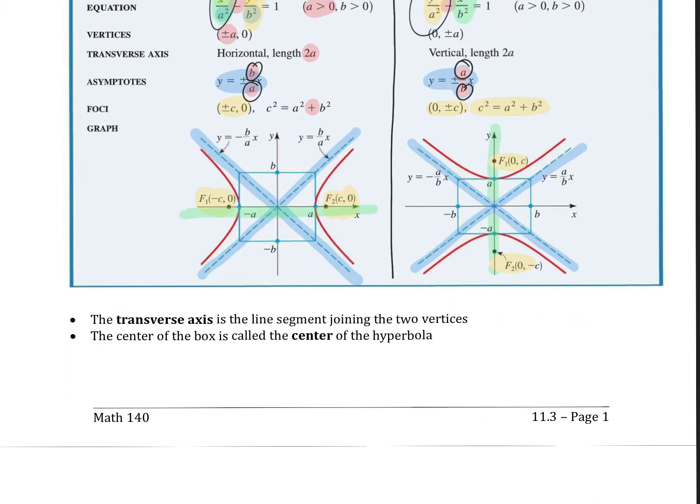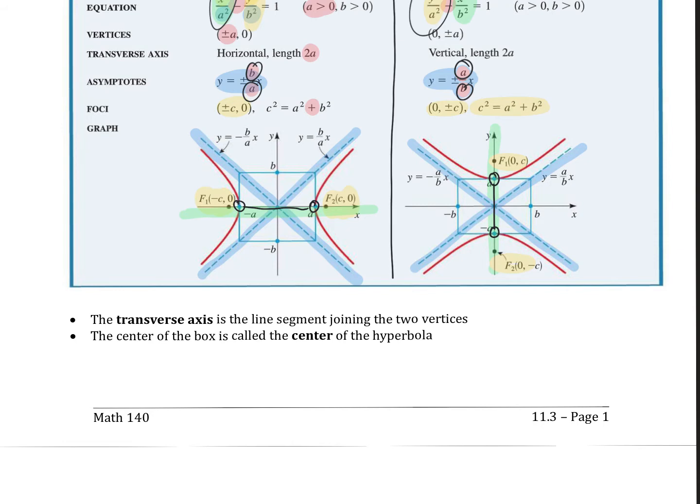Okay, so some terminology. The transverse axis is the line segment joining the two vertices. So where is that? That is this right here, this transverse axis joining A and A. And then the center of the box is called the center of the hyperbola.